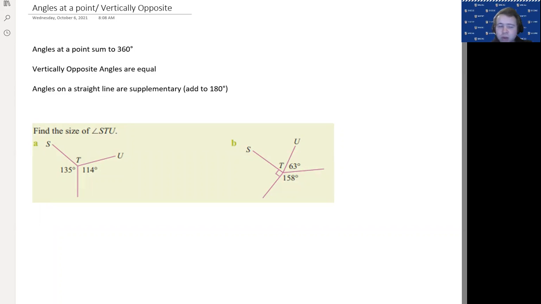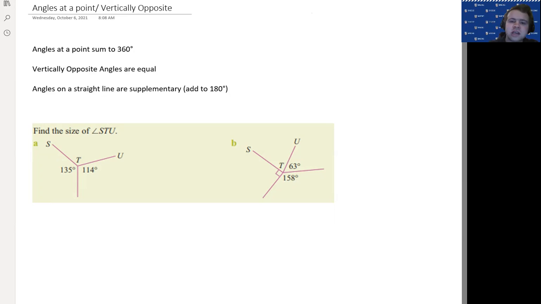Now, angles at a point are basically, if you have a point that's common and then lines coming out in any direction, all of those angles that are created around that point are going to create a full revolution, aren't they? Okay, and we know a full revolution is equal to 360 degrees. So any sum of angles that are formed around a single point will add to 360 degrees, and that's an important thing to know.